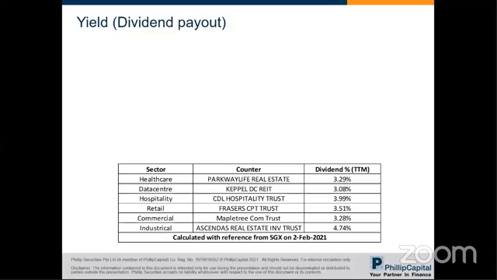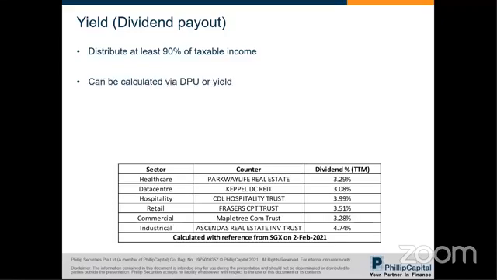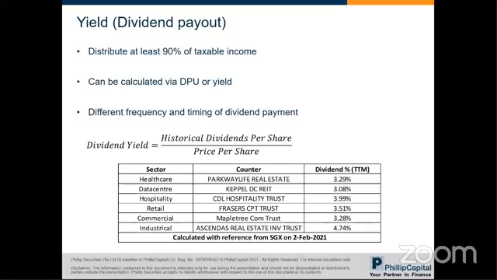Lastly, when you invest in REITs, right, what you want is the rental income or the dividend payout. So in Singapore, REITs are required to pay out 90% of their taxable income. There are some ways that you can calculate in terms of DPU, distribution per unit, or in terms of the percentage. And do take note that all the REITs pay out dividends differently. Some of them may pay out quarterly, some may pay out semi-annually. So this is how you do the calculation.